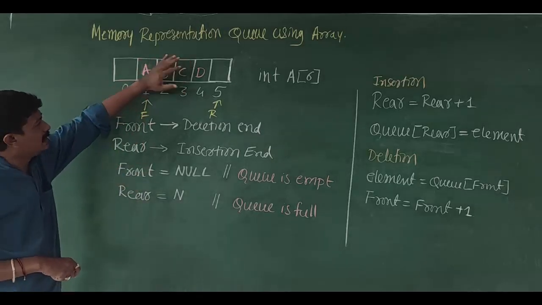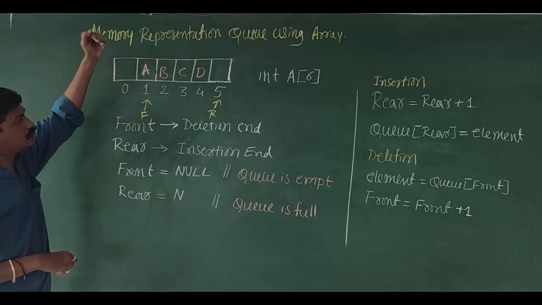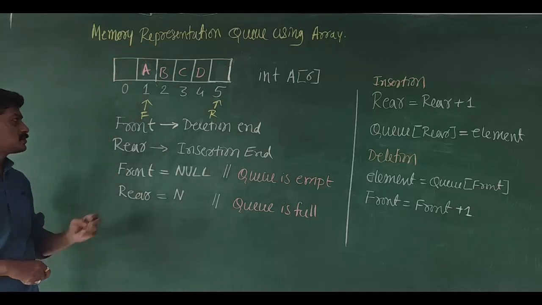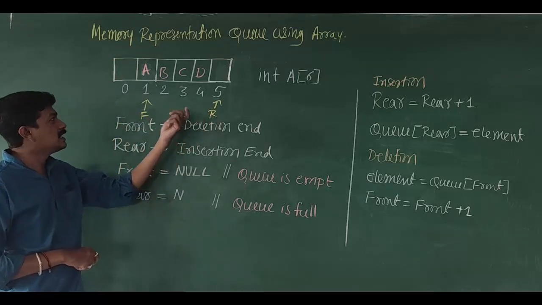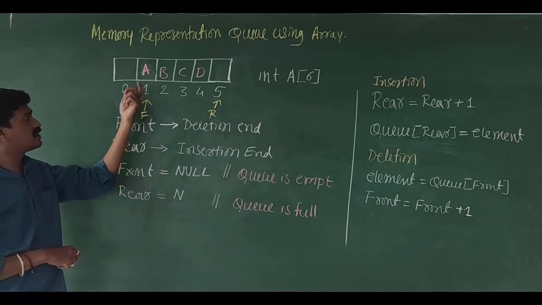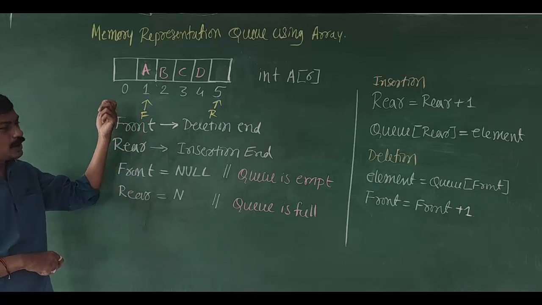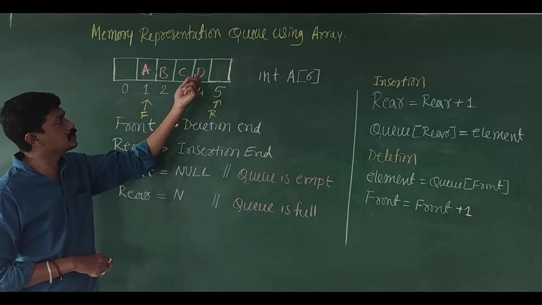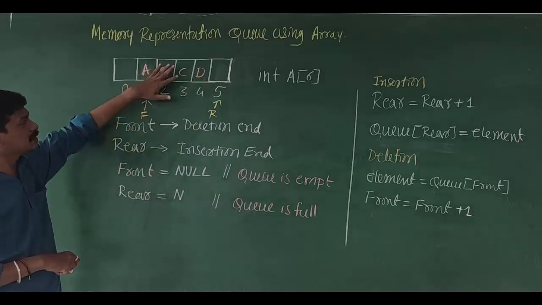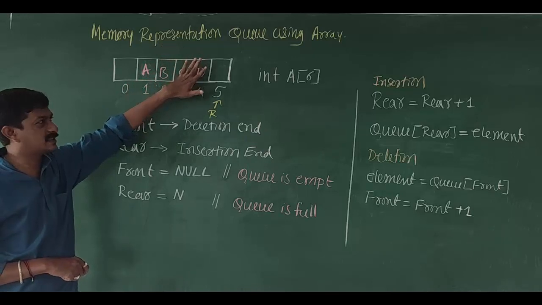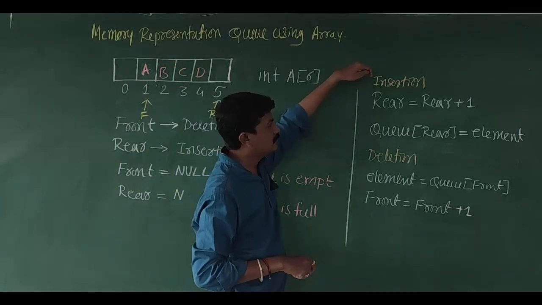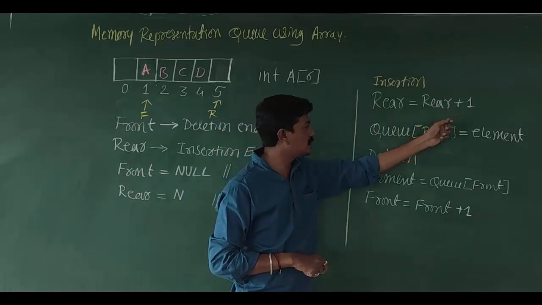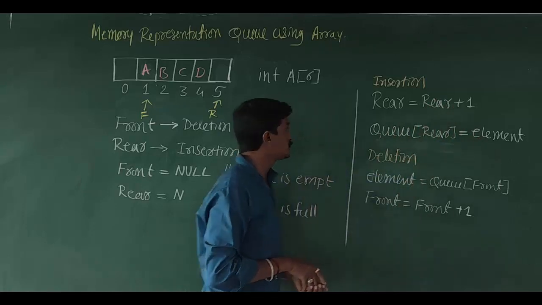Now I declared an array and inserted certain elements. Now I want to use this array as a queue data structure. Then I need to maintain two different pointers, front pointer and rear pointer. If I start deleting elements from this array using the front pointer, and if I insert using the rear pointer, then we have implemented this array as a queue data structure. See this code for insertion: I just need to increase the rear pointer, rear equals rear plus 1. In Q of rear, I need to insert an element.